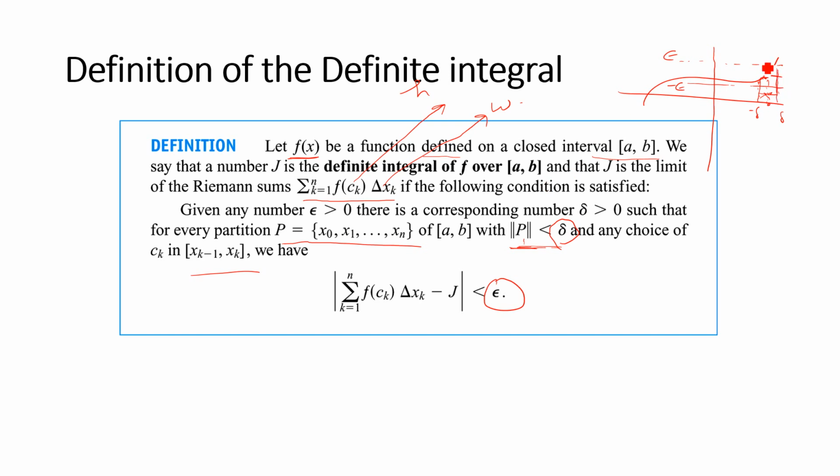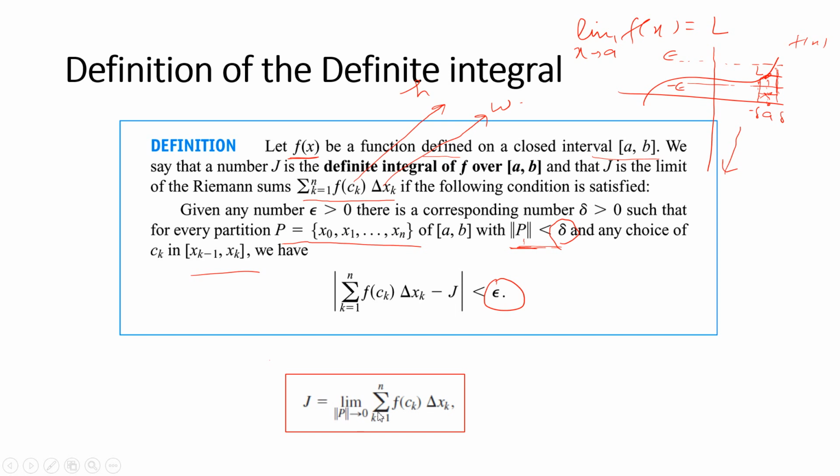Now in the limit case, if this is the graph of f(x), then in the limit definition, this structure allows us to write the limit of f(x) as x approaches a, if this point is a and this point is L, is equal to L. Following this notion of epsilon delta, we can write that J is equal to the limit of this sum as the norm of P approaches 0.